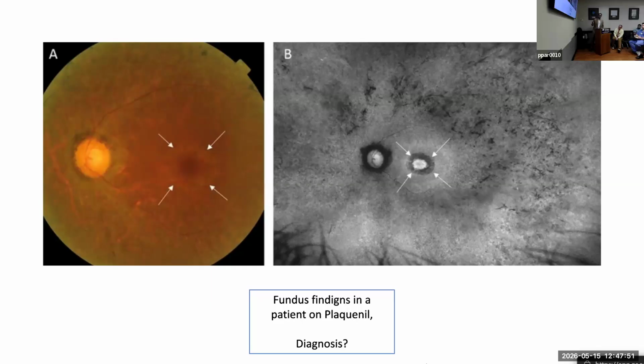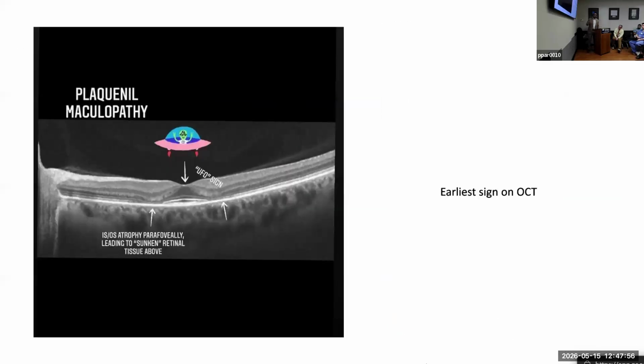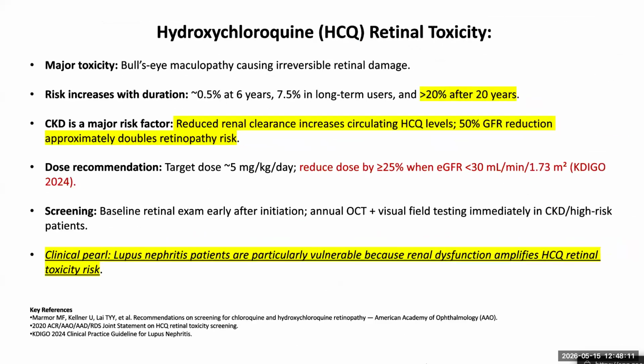So this is bullseye maculopathy, which is classically seen in plaquenil patients. This is the earliest finding that we can see on OCT, rather than just fundus examination. We can see the atrophy of the parafovea leading to sunken retinal tissue. It's kind of a UFO sign that we see on OCT. So what are the guidelines about hydroxychloroquine-related retinal toxicity?